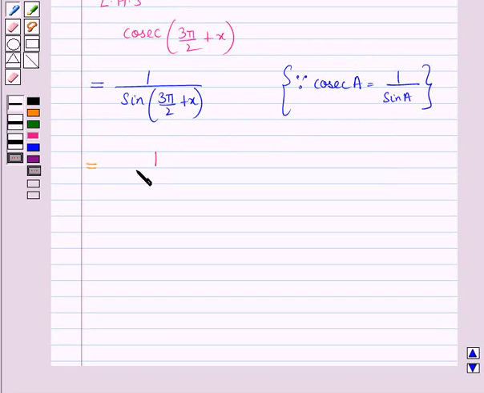So this is equal to 1 upon sine alpha, that is 3π/2, cos beta, that is x, plus cos alpha, that is 3π/2, sine beta, that is x. So this is equal to 1 upon sine of 3π/2 into cos x, plus cos of 3π/2 into sine x.